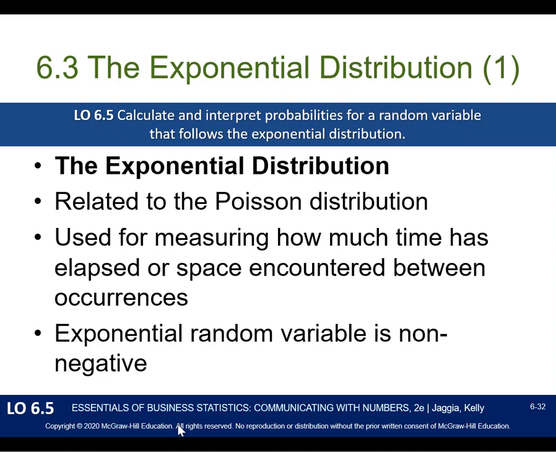So the exponential distribution is used for, again, a continuous distribution, not discrete variables, but we're using it for measuring how much time has passed, how much time has elapsed, or even how much space has been encountered between occurrences. Now, the important thing to remember is that this is always non-negative, right? It always has to be a non-negative number. It can be 0, but it can't be negative.